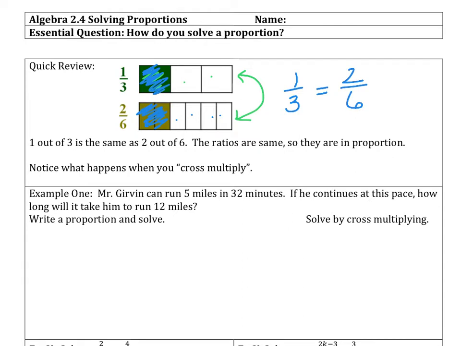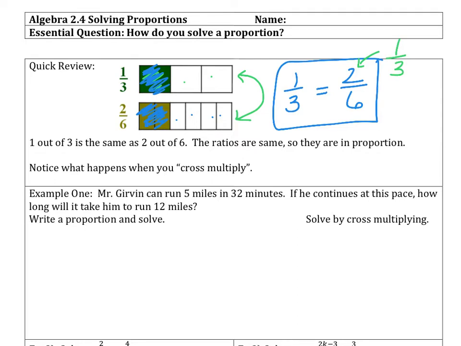Since these ratios are the same, they are in proportion. So this expression right here is called a proportion. You can also notice that 1/3 equals 2/6. Well, if we reduce this fraction over here, 2/6, that reduces to 1/3.